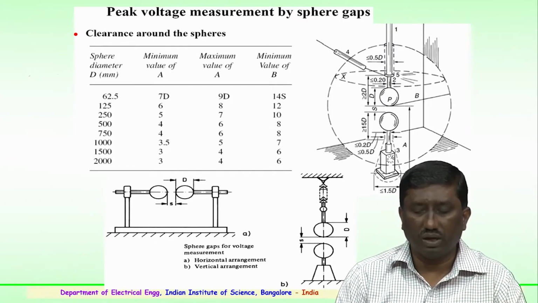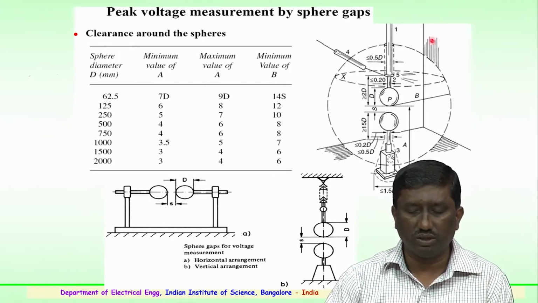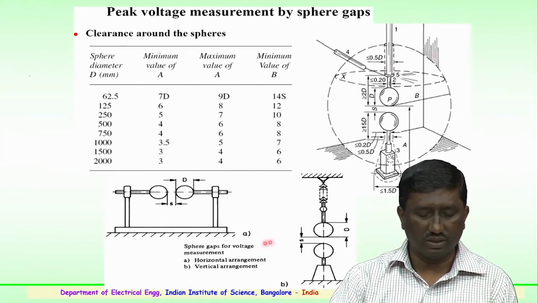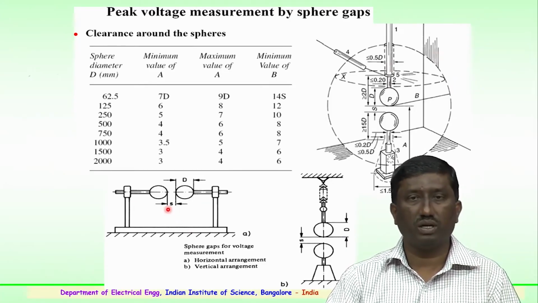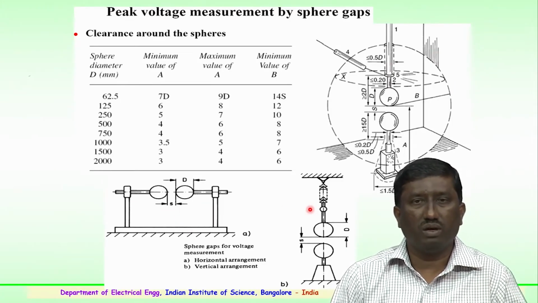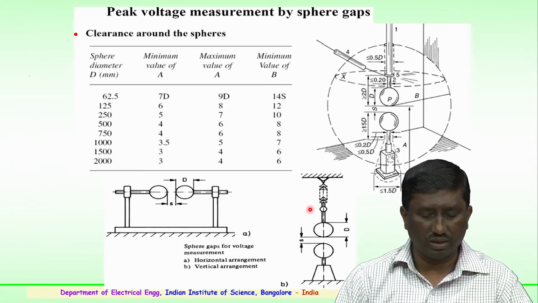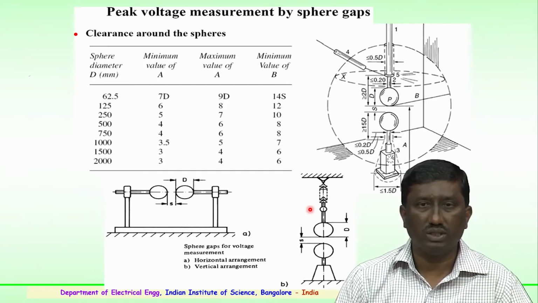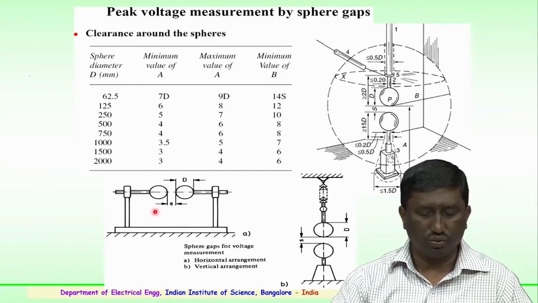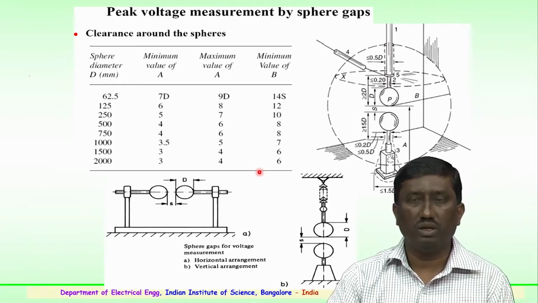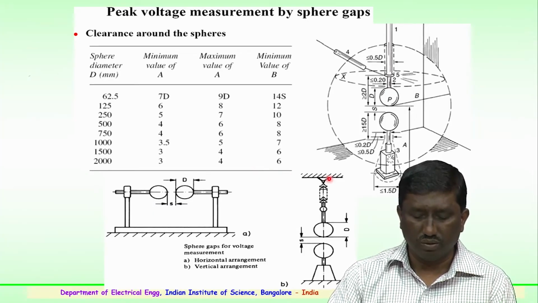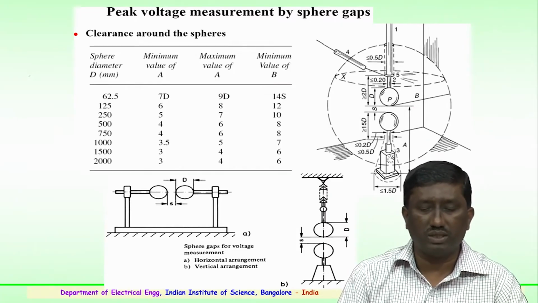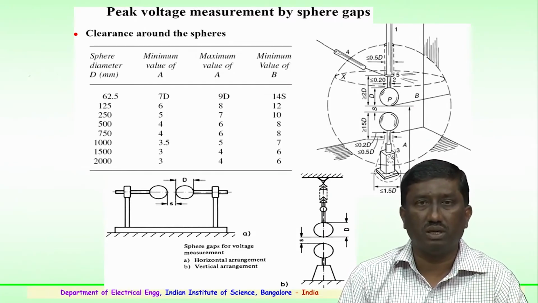So, what is the minimum clearance? We have seen the sphere gap assembly. This is the vertical sphere gap assembly which we have seen. This is the horizontal one. So, a sphere gap arrangement could be horizontal or vertical for the measurement of voltages, and which type is used depends upon the level of voltage to be measured. Here you can see the clearances as per the specifications given.